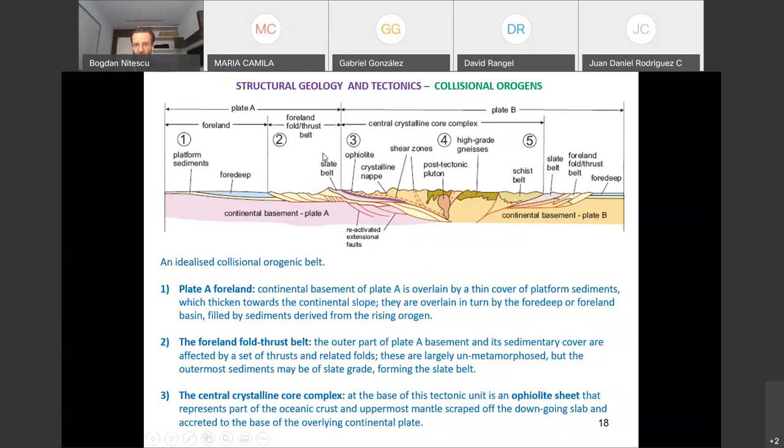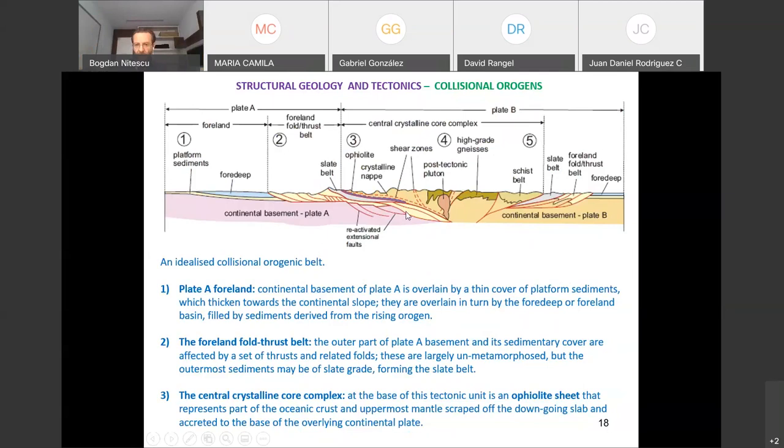And then we get into the central crystalline core complex. And of course, you might have the suture here with the ophiolite. You are used now to the thrusting in the foreland fold and thrust belts, and you know that most of the rocks there are sedimentary, and you might have some crystalline basement involved. But here in the central part of the orogen, which he calls the central crystalline core complex. Now, it's not the metamorphic core complex that we discussed in the context of extension; central crystalline core complex refers to the core of the orogen. It's a totally different scale that we are looking at here.